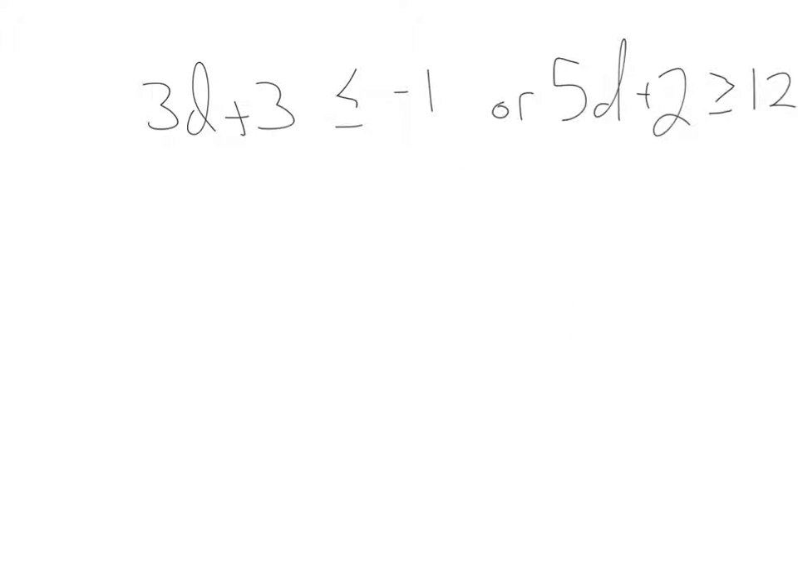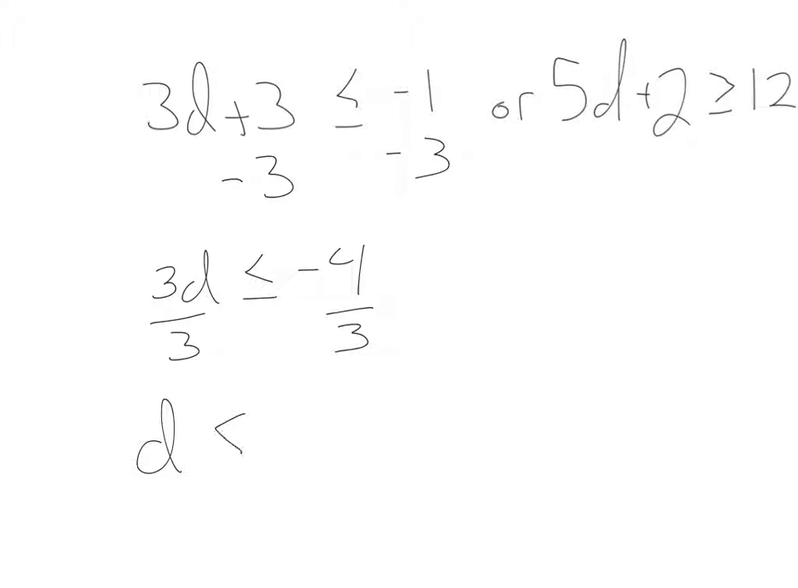Here we've got an or compound inequality. With the or compound inequalities, you just solve them one at a time. I'm going to start with the one here on the left. 3d plus 3 is less than or equal to -1. I'm going to do that by subtracting 3 from both sides. So I have 3d is less than or equal to -4. Divide both sides by 3. And d is less than or equal to -4/3.